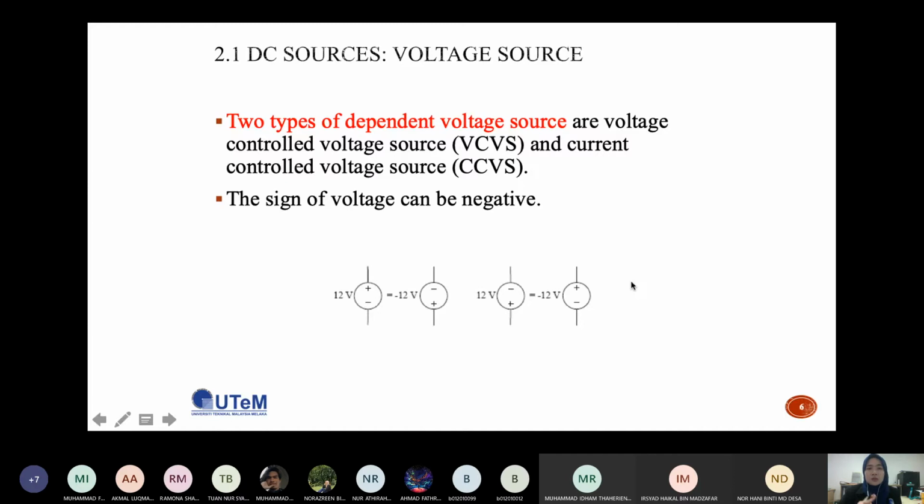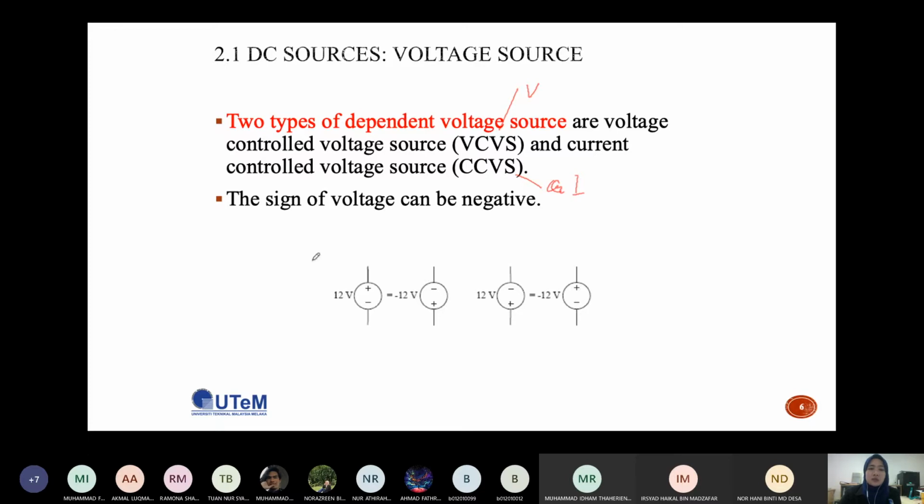Okay, so there are two types of dependent voltage source. The first one is voltage controlled voltage source, VCVS, and the second one is current controlled voltage source. So the VCVS is basically an element that is dependent on the voltage, and the other is dependent on the current, I. So the sign of voltage source can be negative. You must take note that for voltage and current, the sign can be negative.